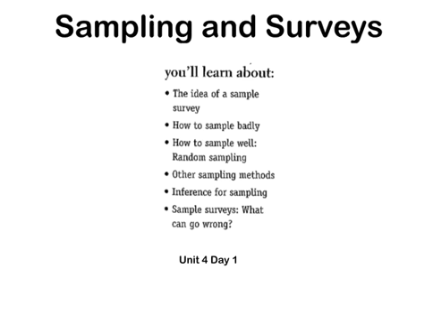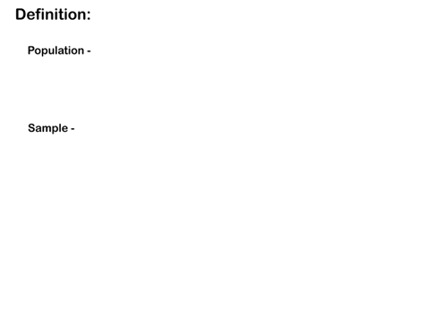This video is for Section 4.1, Sampling and Surveys. We're going to begin by talking about two important definitions, not only to this section in this chapter, but to statistics in general. The first one is population.